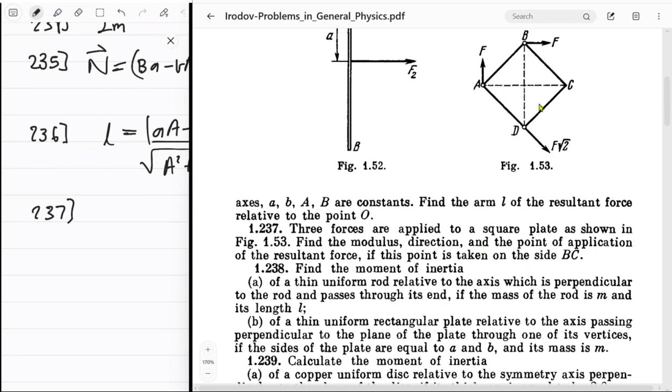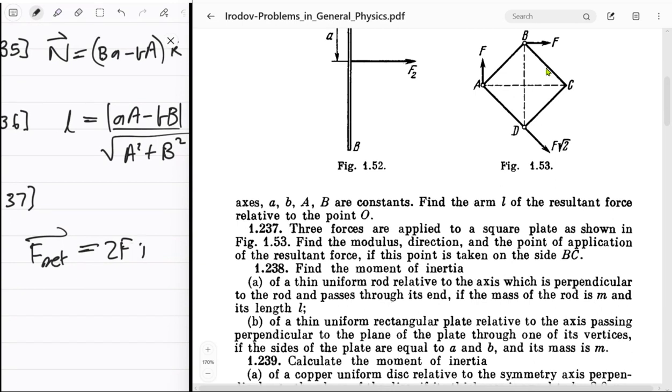on the side BC. So on this, there's a point where if you apply the net force, you will get that same torque, right? What is the net force actually? It's just F in that direction, F in that direction. Okay, that cancels. So just 2F in this direction. So net force, F net, is just 2F in the i hat direction.